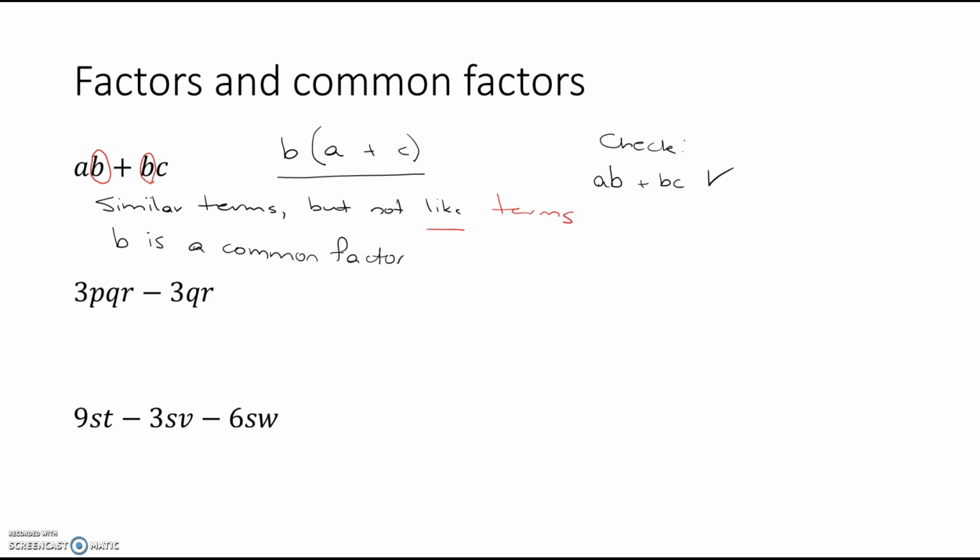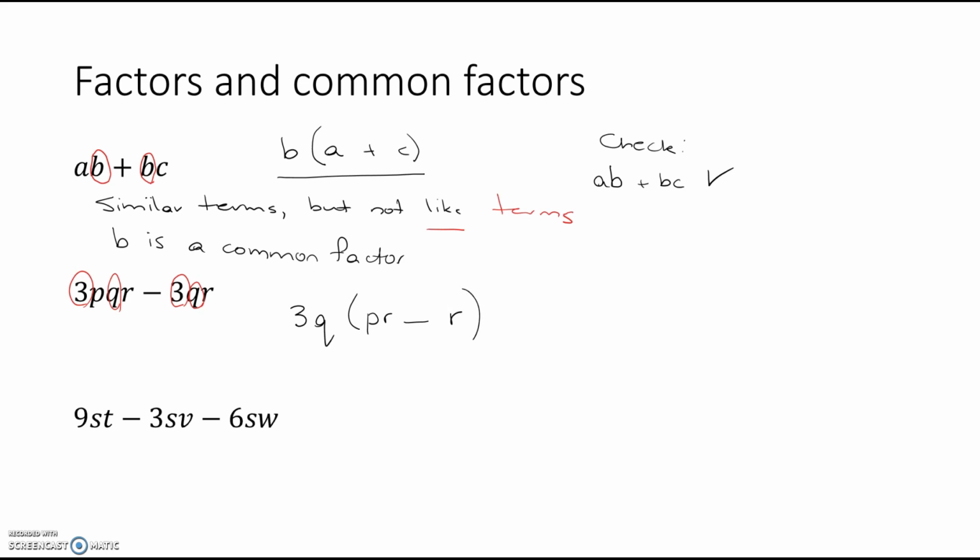Second example here has a number as a common factor as well. So we can take that outside the brackets. And let's look to see what else is common. So we've got 3 that's common, and we've got Q that's common. So we can take Q out as well. Put Q outside the bracket. Now 3 times Q times what gives us 3PQR? We've still got to multiply it by P and R minus, what do we need to multiply 3Q by to get 3QR? It must be R.